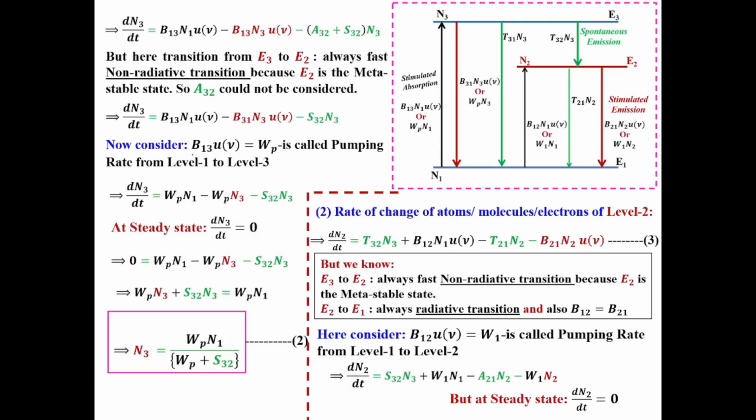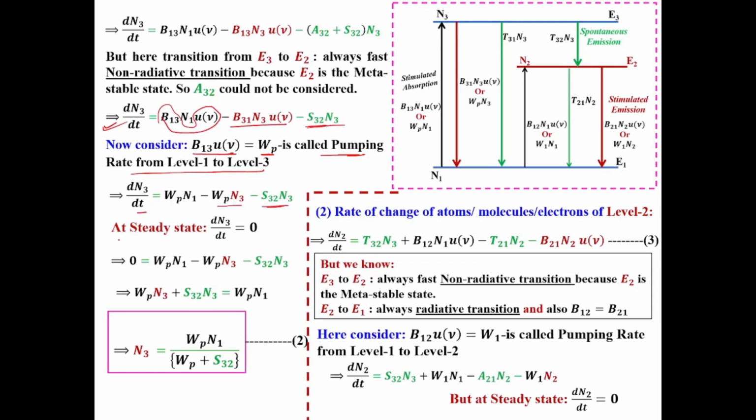Now consider B13 u mu equal to WP, which represents the pumping rate from level 1 to level 3. That implies this equation will be modified as dN3 by dt equal to, here this one is written as WP into N1, this term will be written as WP into N3, as such.